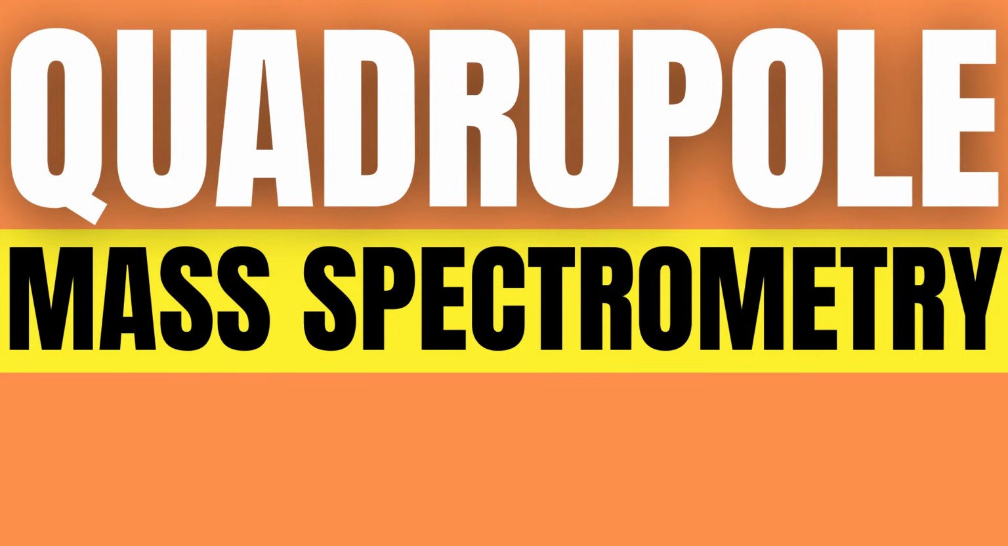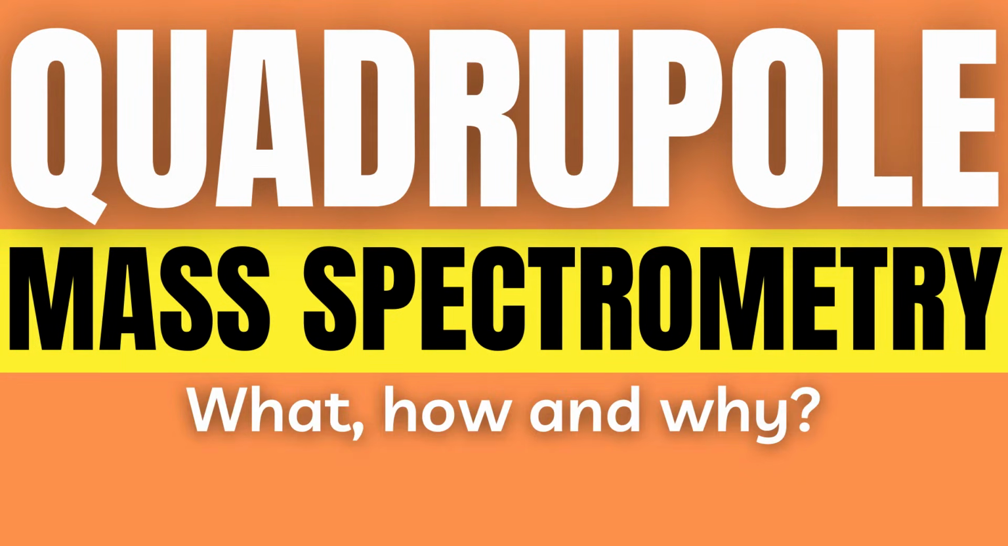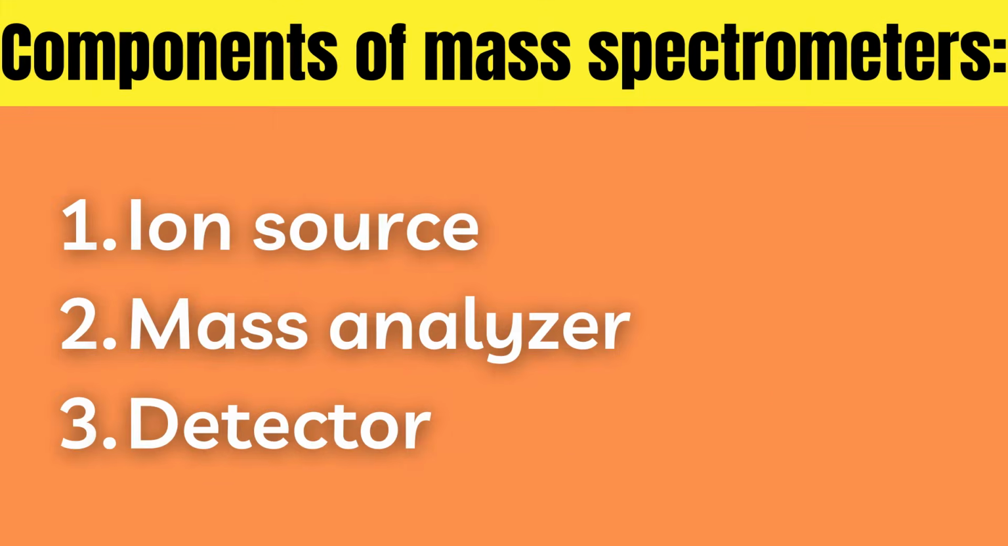Quadrupole mass spectrometry. What is it? How does it work? And why is it useful? Mass spectrometry is something we have talked about several times on this channel already. In a nutshell, mass spectrometers consist of an ion source, a mass analyzer, and a detector.